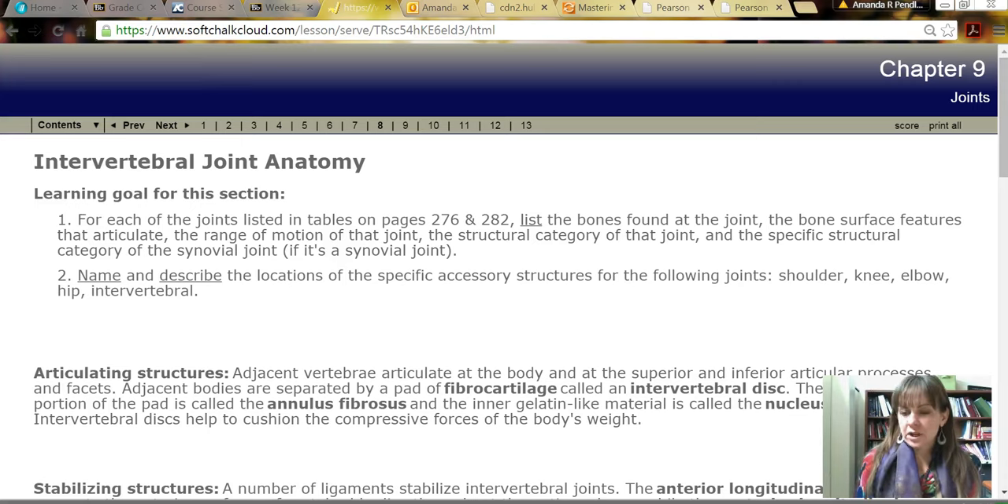Okay, so now that we've talked about general categories and classifications of different types of joints, I'd like to talk about some specific joints and the very specific structures that are found at those joints. These are some of the very critical joints in your body. And so I wanted to start with the intervertebral joint anatomy, so that's the joining between two vertebrae.